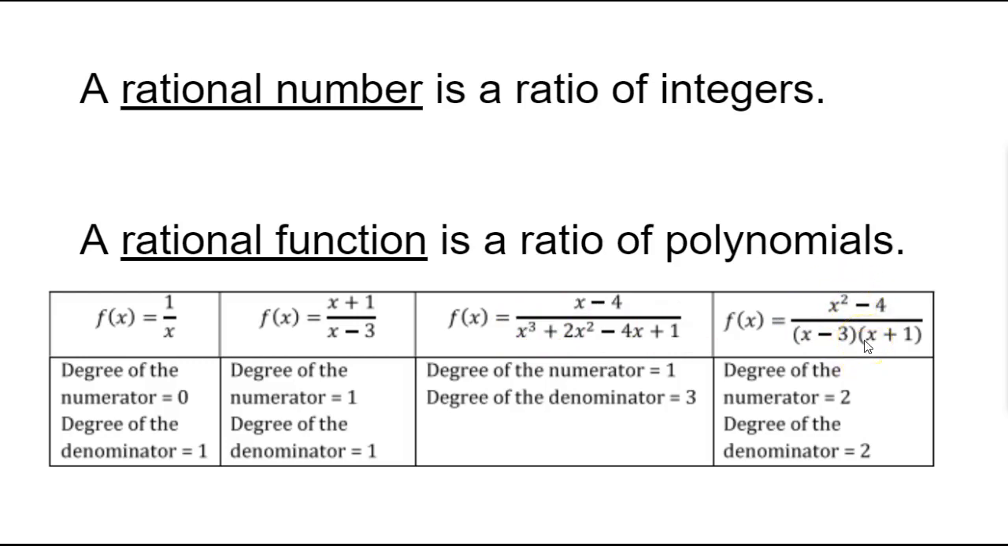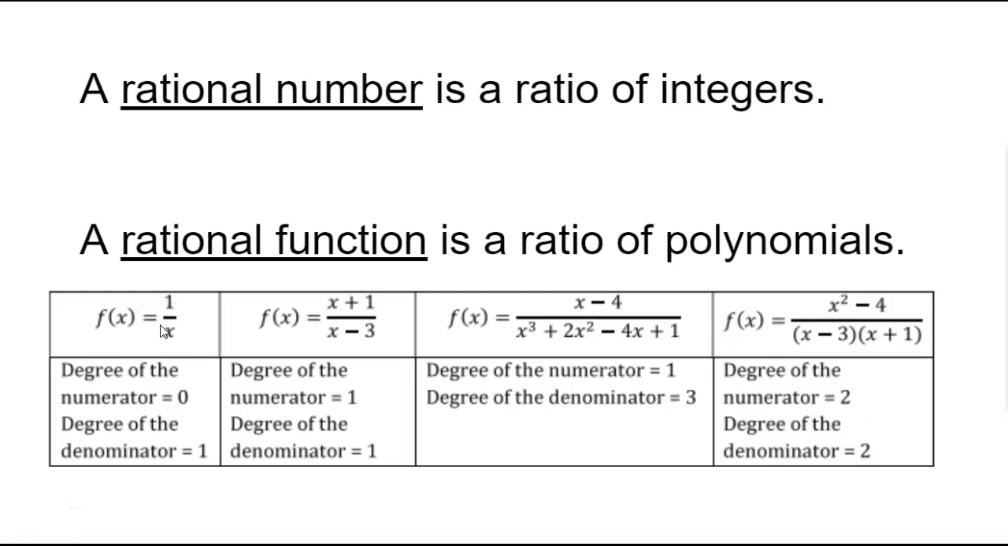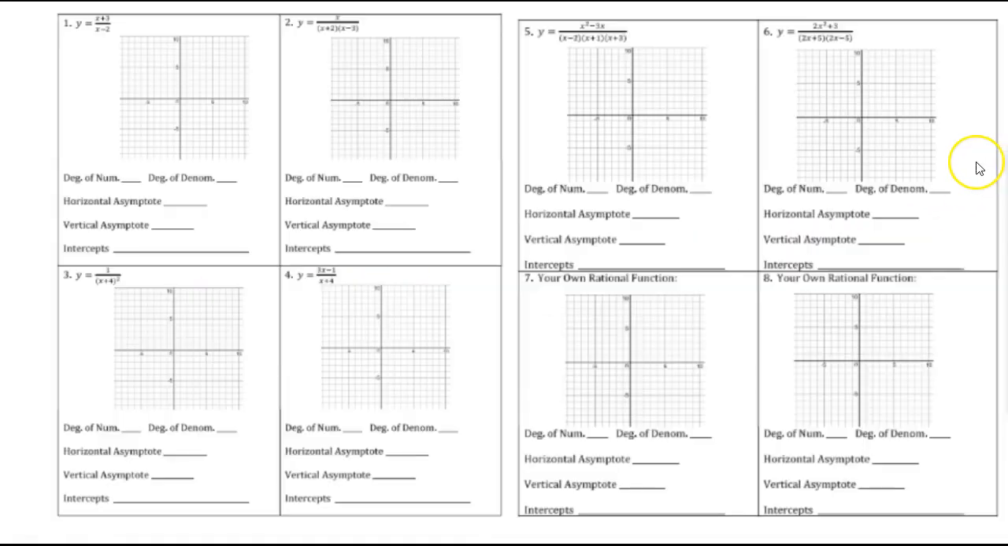Down at the bottom, they're purposely trying to trick you because you see x to the first, but this is just a quadratic that's been factored. It's still quadratic. I've got x times x, that's going to be x squared. So it has a degree of 2 as well. So you do need to dig deep and go back and remember how to find the degree of a polynomial so that we can do this lesson.